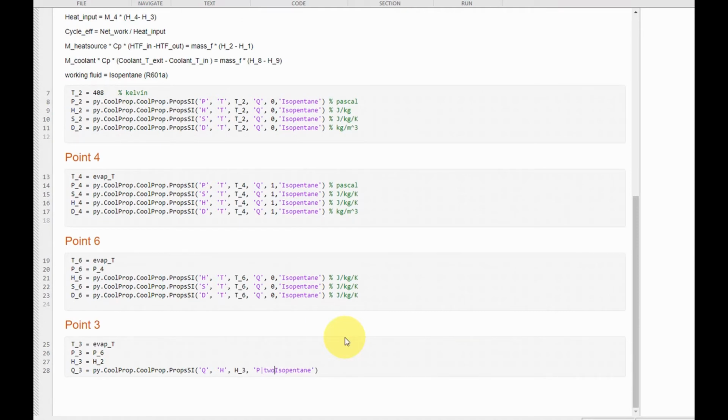So I can refer to this as two-phase. In CoolProp, you need to specify that to be two-phase so you can obtain the right parameters that we are looking for. So I'll close this and then call this P underscore 3.